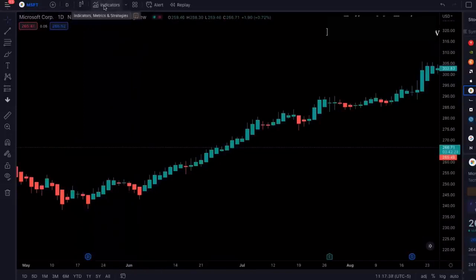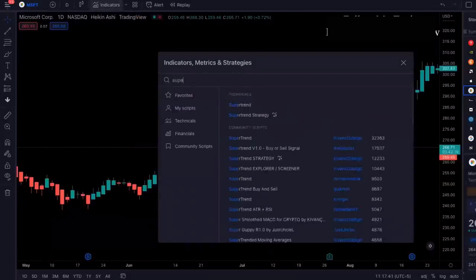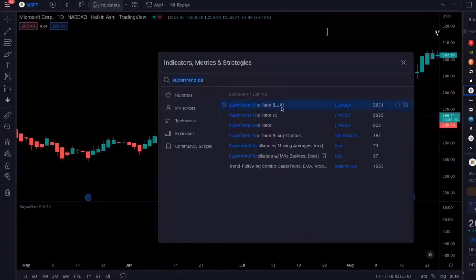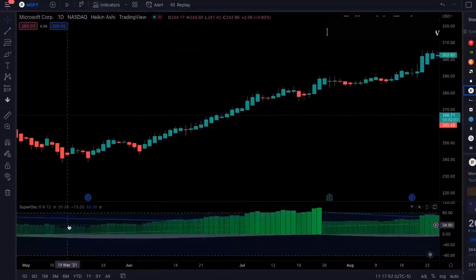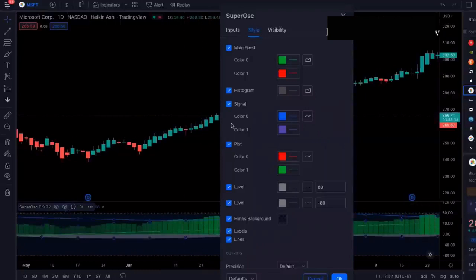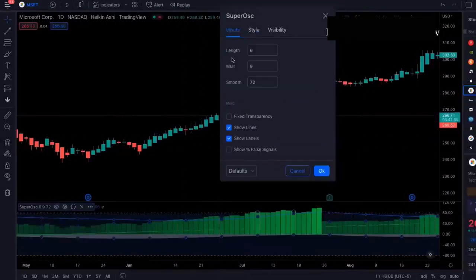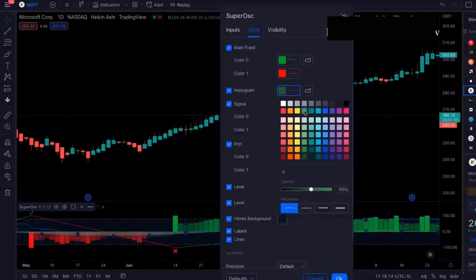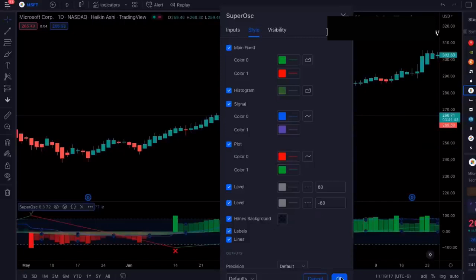The first one we're gonna add is the super trend oscillator by LuxAlgo right here. We're gonna make some changes to it. So go into the settings right here, and in inputs, we're going to change the multiplier to 3 instead of 9. Then we're going to go back into style, and we're going to turn the histogram green. Now click OK.